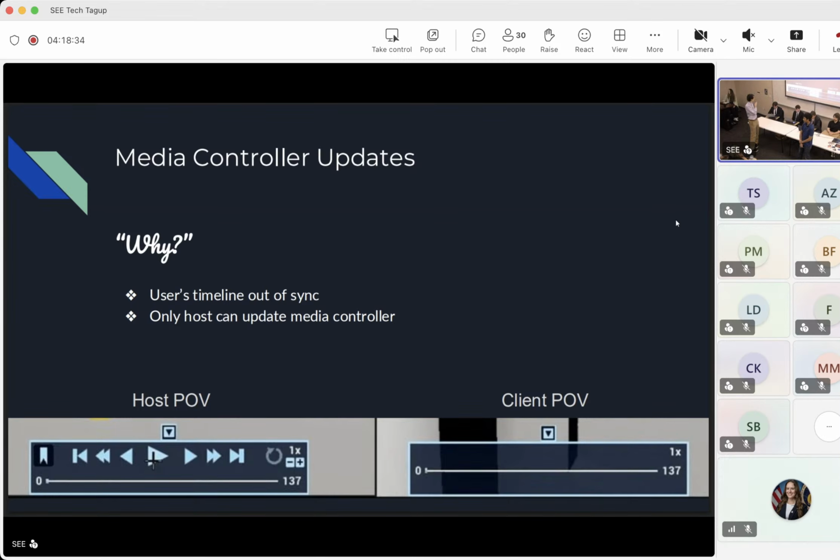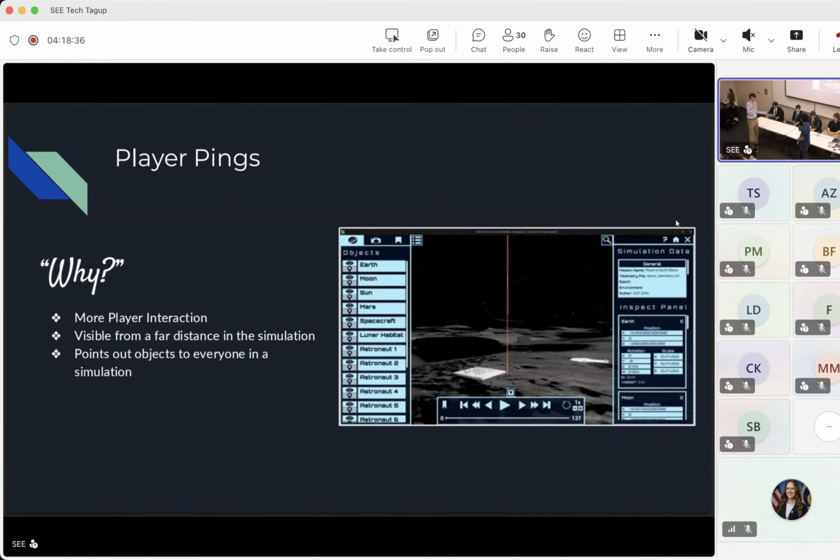Next slide. Next thing we decided to add was player pings. So now both hosts and clients can press Q, and then this beam of light will be dropped from the sky. This will be visible from extremely far away, so it allows for more player interaction, and if someone wants to show something very specific happening in the simulation, everyone will be able to see what they're looking at and go to that point.